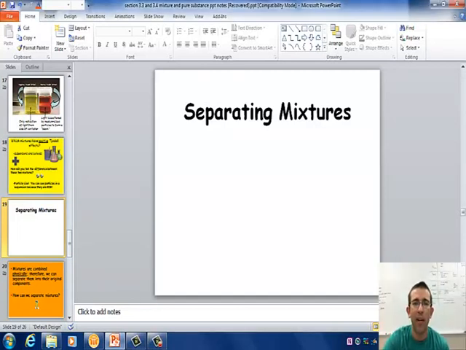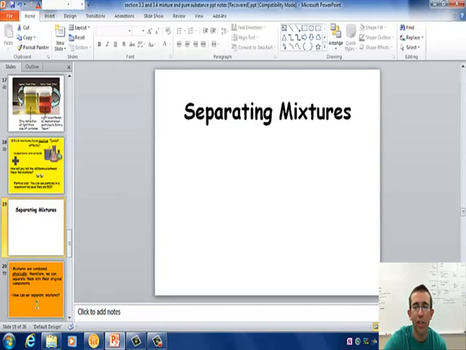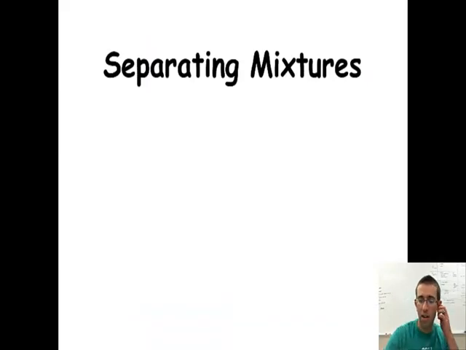Hey guys, today we're talking about separating mixtures. So separation of mixtures is what we're going to talk about today. We mentioned two types of mixtures, homogeneous and heterogeneous. Let's look at a couple just as a reminder. If you remember, heterogeneous mixtures aren't evenly distributed throughout.